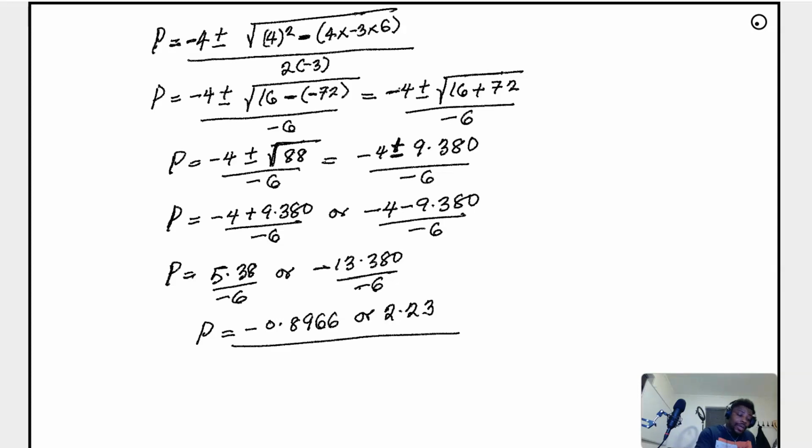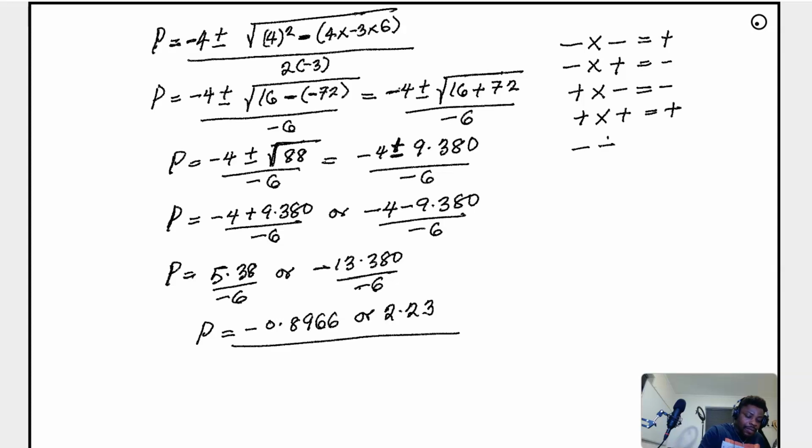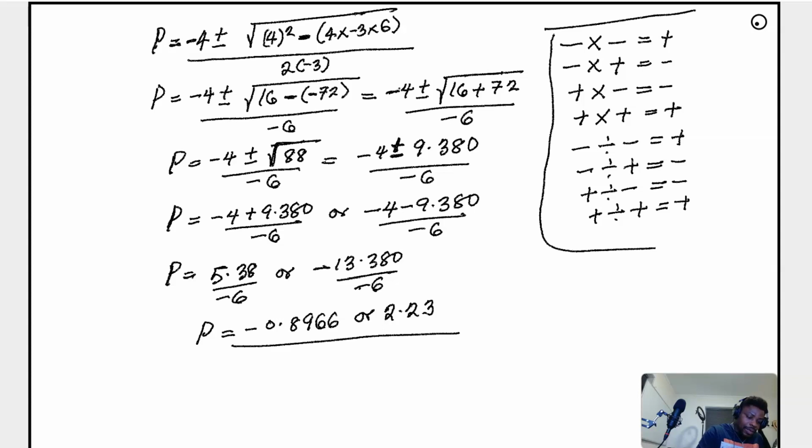Now I'm going to quickly help you with something here. Minus times minus, plus. Minus times plus, minus. Plus times minus, minus. Plus times plus, plus. Minus divided by minus, plus. Minus divided by plus, minus. Plus divided by minus, minus. Plus divided by plus, plus. So keep this, it's going to be useful for you.